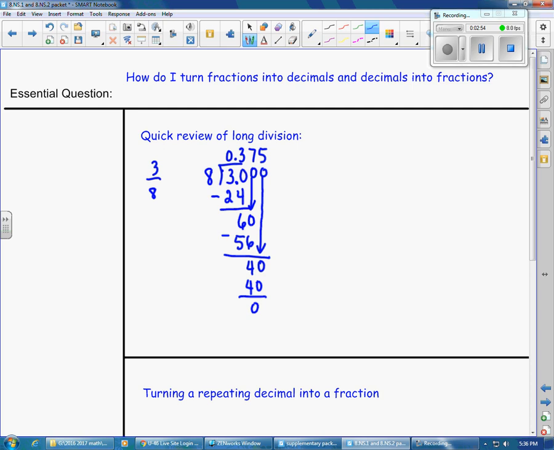So if I'm turning the fraction 3/8 into a decimal, I'm going to do this division, and 3/8 is the decimal 0.375. Now you might be saying to yourself, how do I know when I'm done dividing? How do I know when I can be done adding zeros and bringing them down? In this instance, we had a remainder of 0, so we knew that it was going to be a terminating decimal. What if we have a repeating decimal?